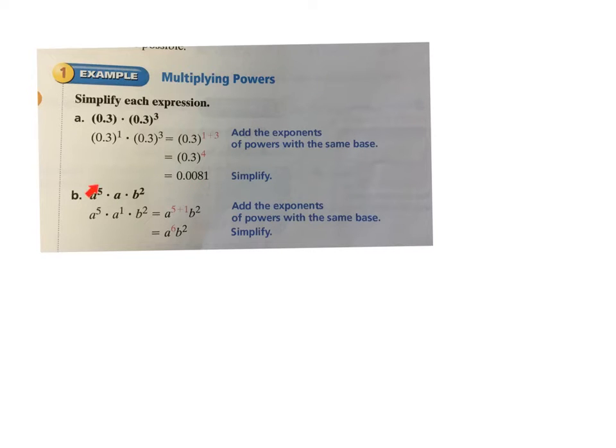So if I have a to the 5th times a to the 1st times b squared, notice that b is a different base. So it does not get included with these. So a to the 5th times a to the 1st is a to the 6th. The b squared just comes along for the ride. It doesn't get added to them in any way, shape, or form because it's a different base.